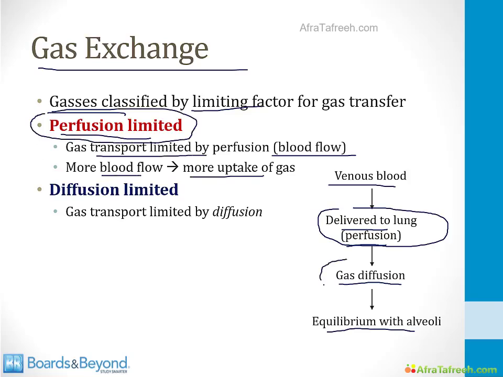On the other hand, if the diffusion of gas out of the bloodstream into the alveoli or vice versa is what limits the total amount of uptake of gas, then we say that gas is diffusion limited. And this means that gas transport, the total amount of gas going in or out of the bloodstream, is limited by diffusion, not by perfusion.